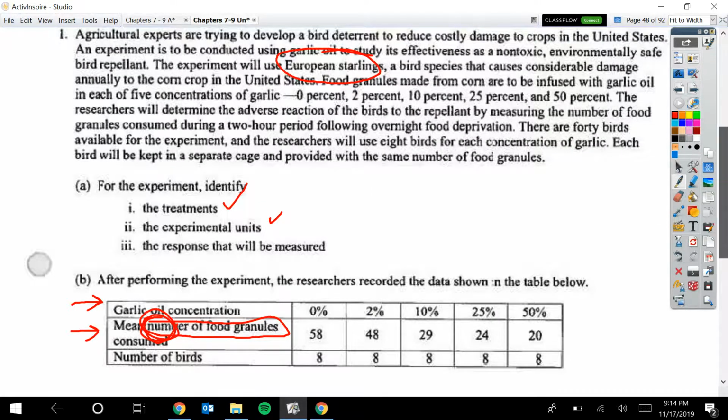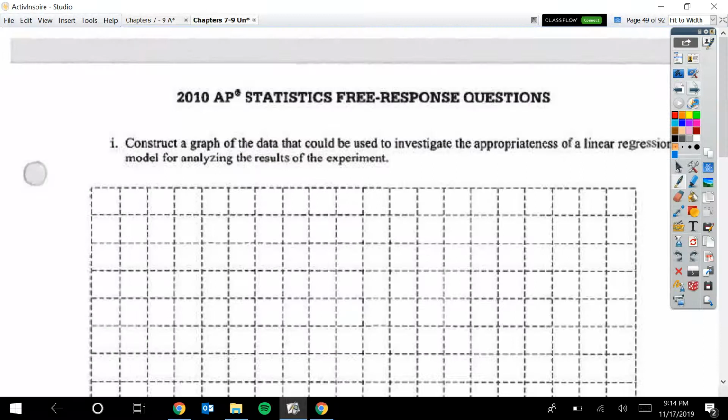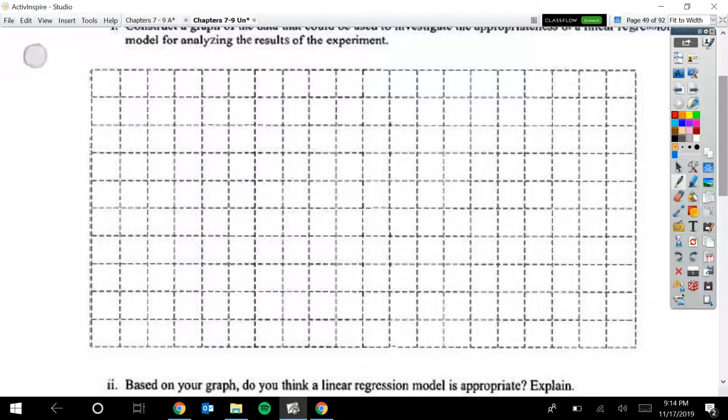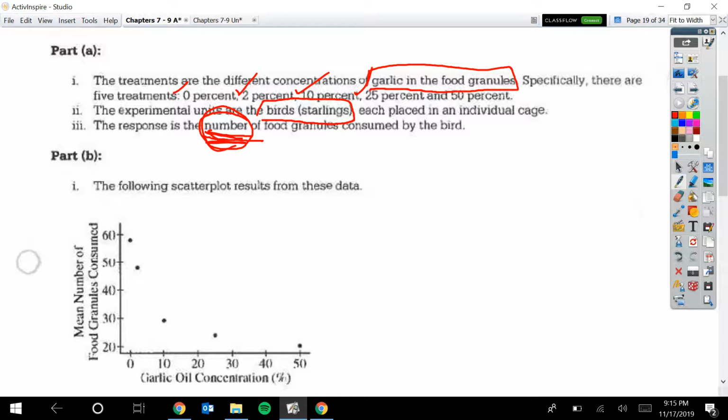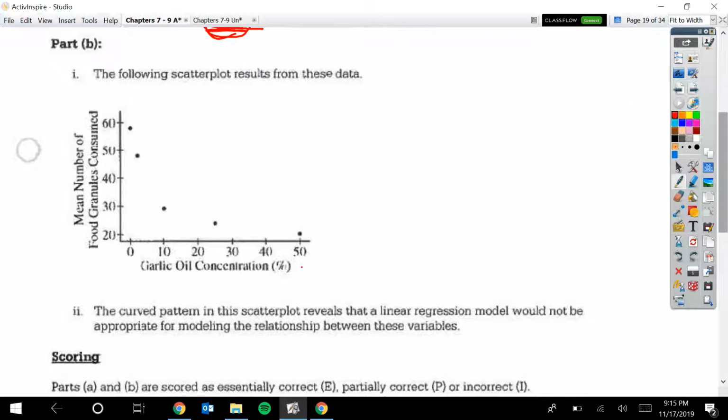All right, now you are supposed to go on to the top of the next page, where you graph this. I saw lots of people seeing that it was going to be a scatter plot, and that was good. The key was the issues with what your axes were and what you labeled them. So here's what this should have looked like. You should have had the garlic concentrations on the x-axis, and then the response was how much was consumed.